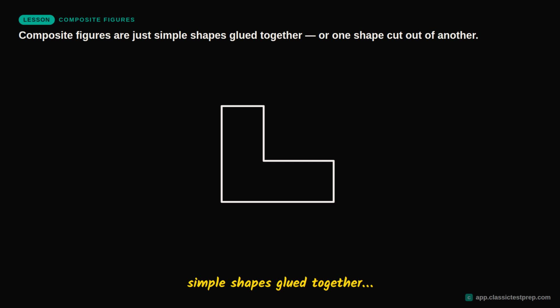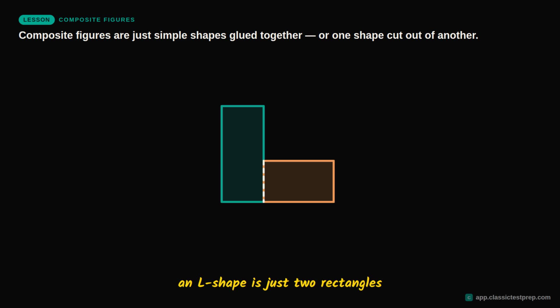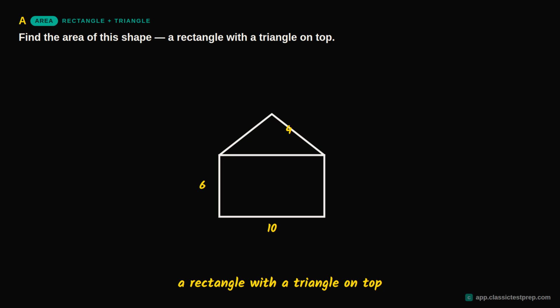Composite figures look intimidating, but they're really just simple shapes glued together or one shape cut out of another. That's really it. An L shape is just two rectangles. Let's find the area of this shape that is really just a rectangle with a triangle on top of it.